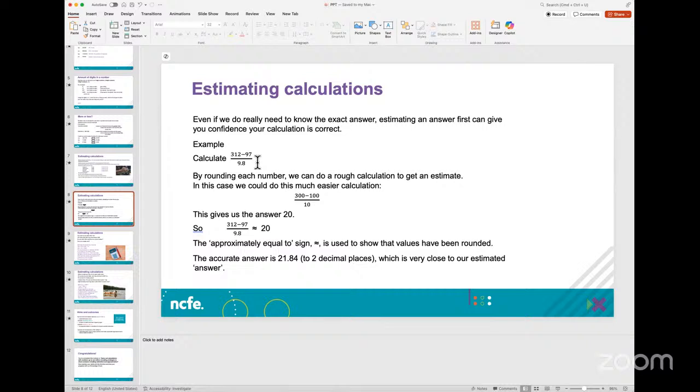Now, if you had the scientific calculator, what you'll do is 312 minus 97, and that value is 215. Then 215 divided by 9.8. Now that value comes out to be 21.93877, and so on and so forth.